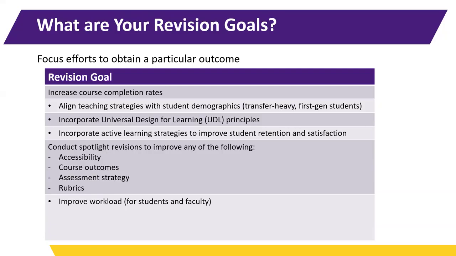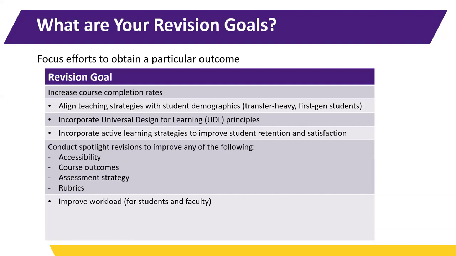So that's kind of the more holistic revision, but you may also just have spotlight revisions, which are more targeted and focused on specific issues that you're seeing in a course. So if you're seeing issues with accessibility, or course outcomes are not specific and measurable and need tweaking, or you're just wanting to look at the course outcomes and the assessment strategy and their rubrics, those can be one targeted, focused revision goal. So you don't have to look at the entire course revision, but you can say, I just want to focus on this one thing, which is a shorter time spent and a shorter level of effort.